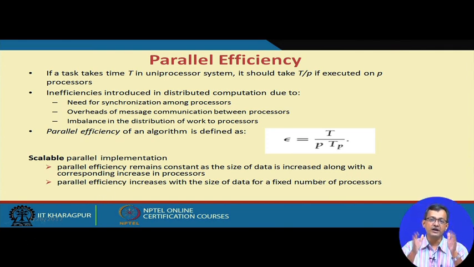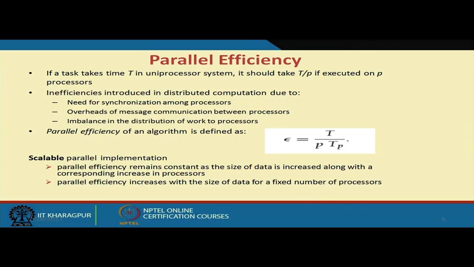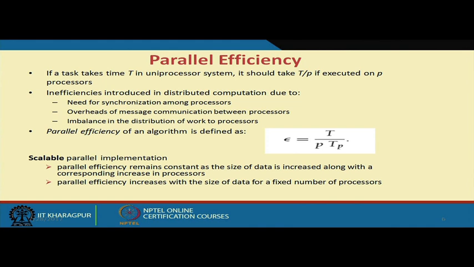So, what is happening? More data is coming, so you go on deploying more processors or you go on requesting more processors from the cloud, and your efficiency remains constant. The efficiency value does not change. Then we say that it is scalable. If I increase both, say linearly, then it stays constant. Parallel efficiency increases with the size of the data for a fixed number of processors, right. So, for a fixed number of processors we can effectively have more efficiency.